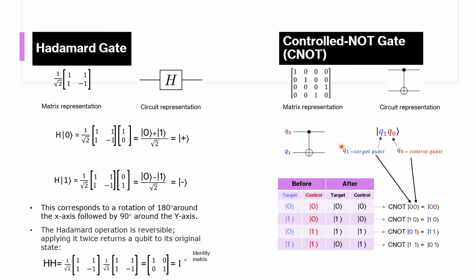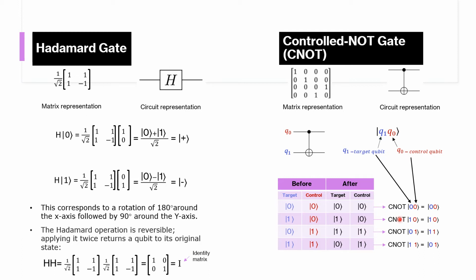This gate is a conditional gate that performs an X gate on the second qubit if the state of the first qubit is 1. That means if the control qubit is in state 1, then it will flip the target qubit state from 0 to 1 or 1 to 0. If the control qubit is in state 0, then the target qubit state remains unchanged.